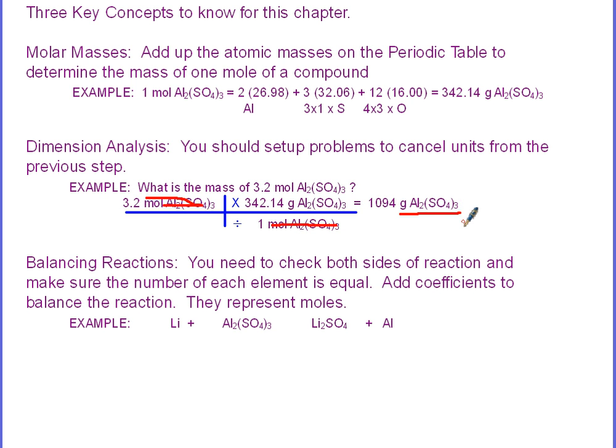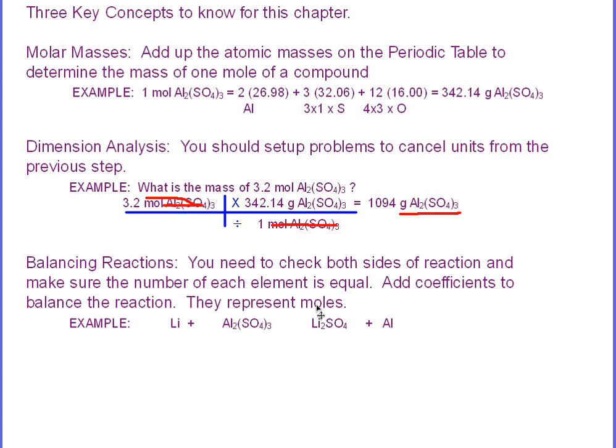So mathematically, now I do 3.2 times the value on top, 342.14, divided by 1, and I get my answer, 1,094. Now sig fig wise, I should actually round this answer down to just 2 sig figs, because our given had 2 sig figs. This is an exact value, 1 mole, and the molar mass has 5 sig figs, so 2 sig figs is the least, so this should be rounded to 1,100.